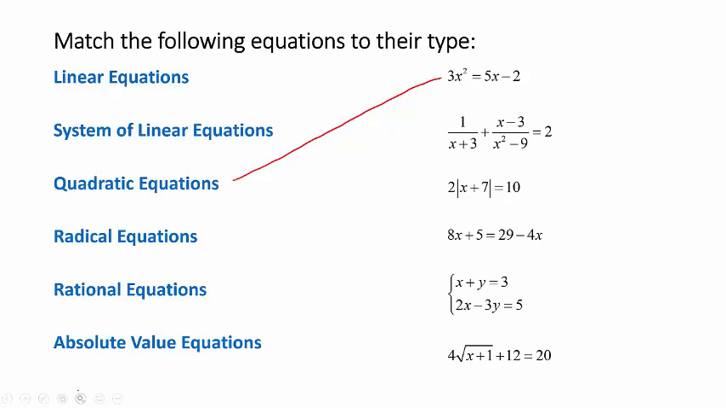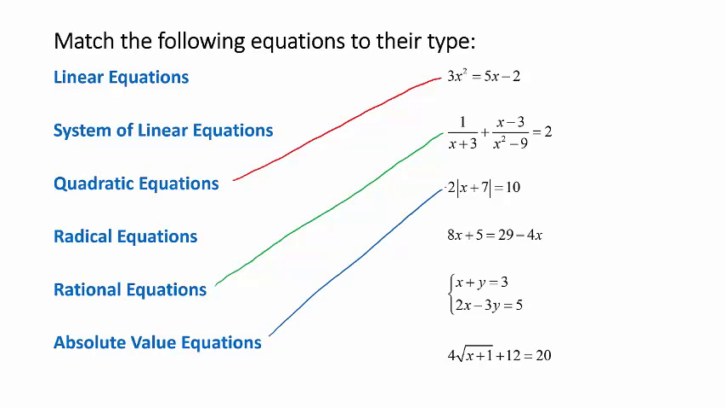So this next one, 1 over x plus 3 plus x minus 3 over x squared minus 9 equal to 2. I look at that and I see all those variables in a denominator, right? And I know this is one of those ones where I'm going to have to multiply both sides by the LCD and all that jazz. So that's a rational equation. Now, 2 times the absolute value of x plus 7 equal to 10. I see the absolute value term there, so that's an absolute value equation.